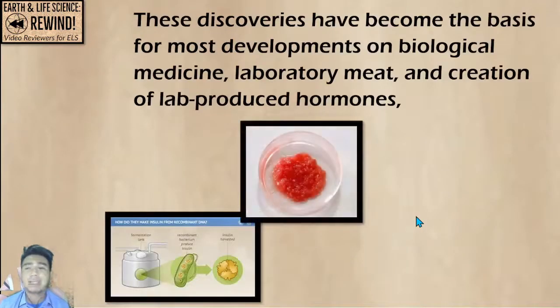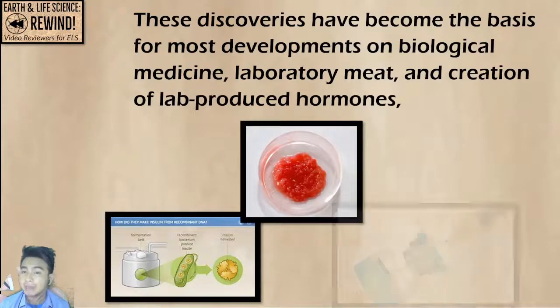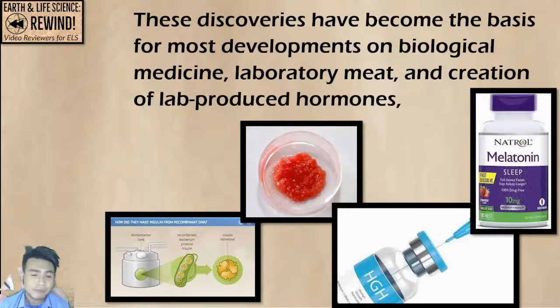These discoveries have become the basis for most developments in biological medicine, laboratory meat, and lab-produced hormones. Manufacture of insulin is inspired by these experiments. The creation of artificial meat, in which we don't need to kill animals for meat any longer, is being developed by creation of nutrients and organic substances from sample cells. Hormones like human growth hormone and melatonin are being manufactured artificially.